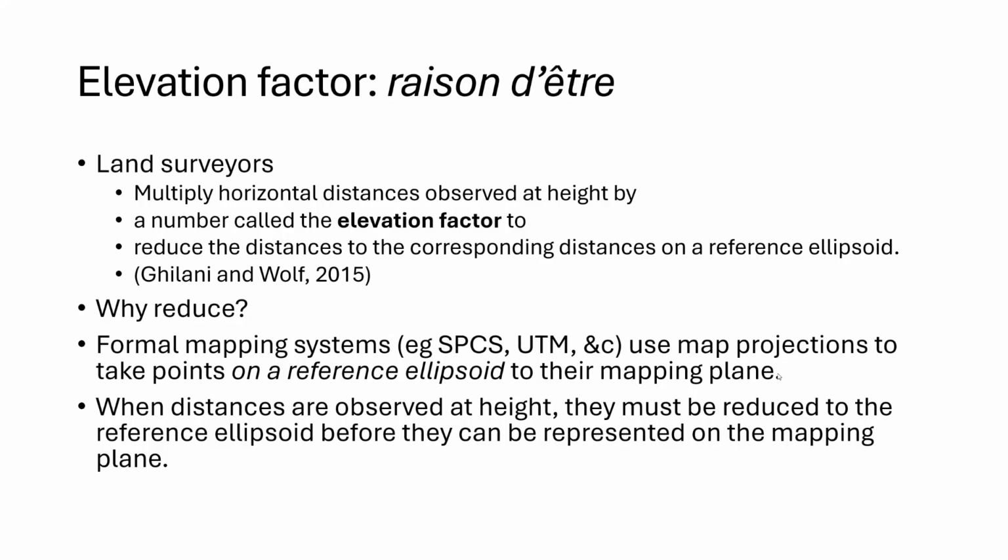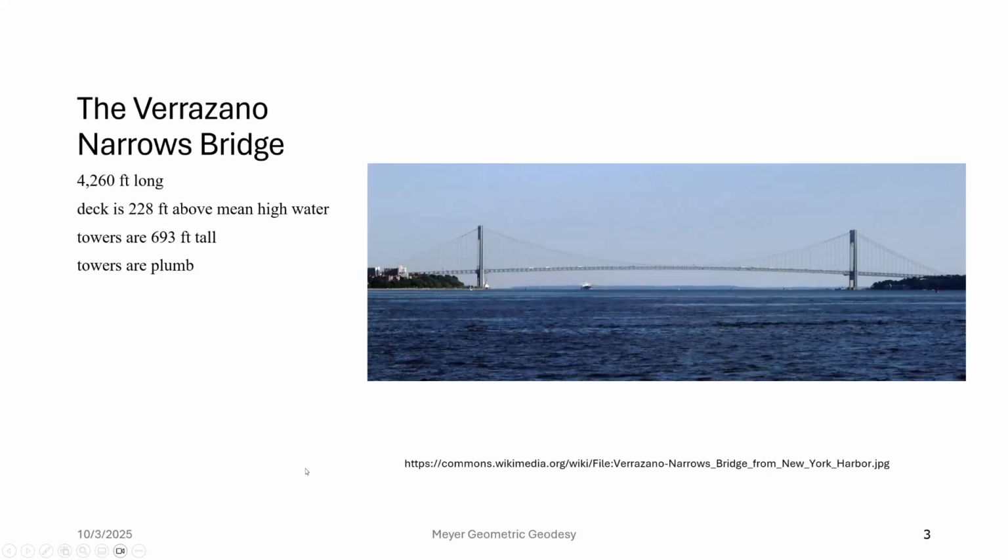So when a distance is observed at height, that distance needs to be reduced down onto the reference ellipsoid so then it can be represented properly on the mapping plane. So let's take as an example the Verrazano Narrows Bridge that spans the Hudson River coming into New York Harbor. This bridge is 4,260 feet long, the deck is, and the deck is some 228 feet above mean high water. It has two towers. They're 693 feet tall, and they are plumb. They're straight up and down.